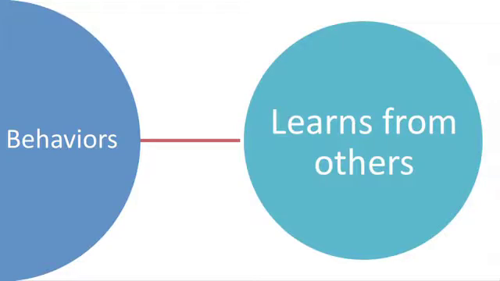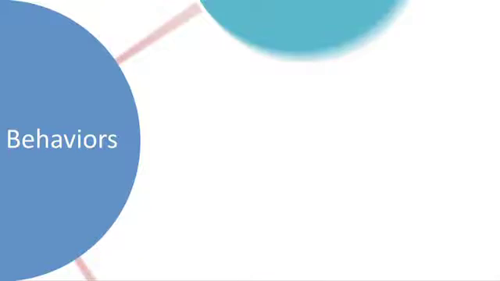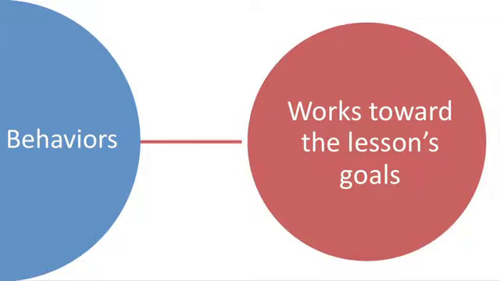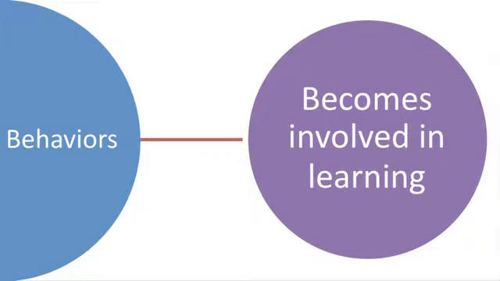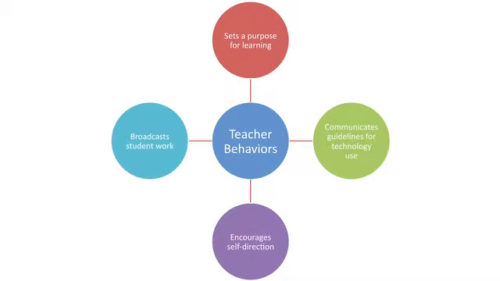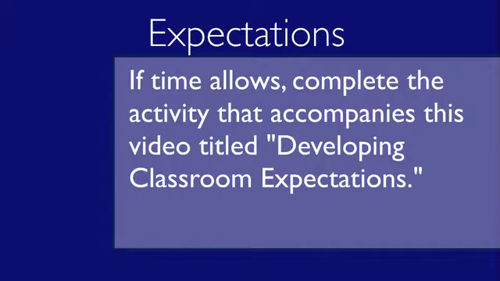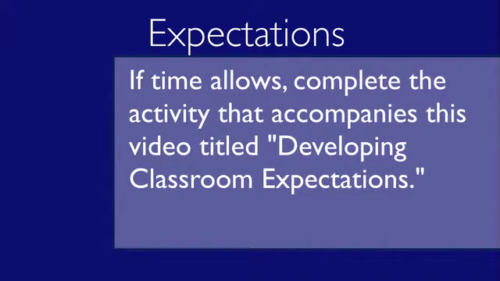In this video, we have seen students learning from others, working toward the lesson's goals, using technology appropriately, and becoming involved in learning. These are all examples of positive behaviors that are direct consequences of clearly taught classroom expectations. If time allows, complete the activity that accompanies this video titled Developing Classroom Expectations.